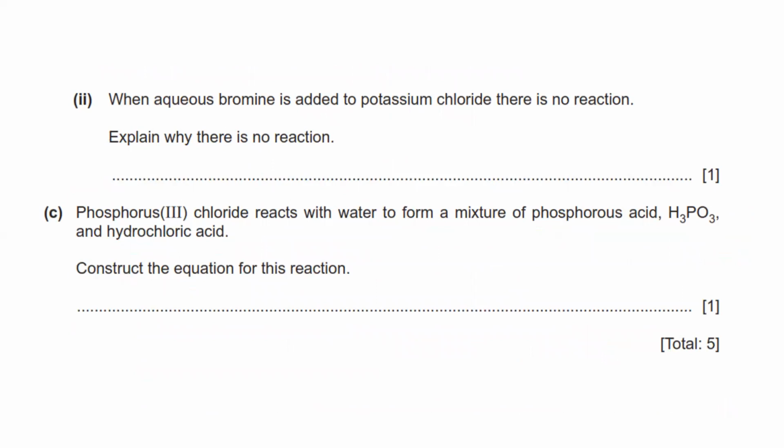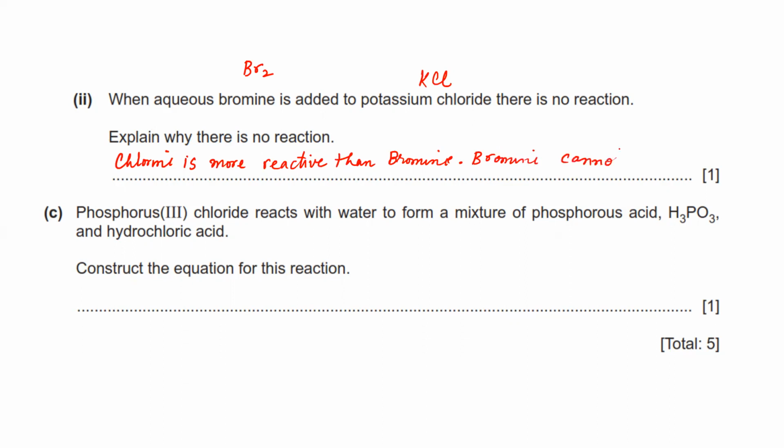So moving ahead, when aqueous bromine is added to potassium chloride, there is no reaction. Why is there no reaction? Because bromine is less reactive than chlorine, so it can't displace chlorine from its salt, whereas vice versa has happened. So just simply write: chlorine is more reactive than bromine. Bromine cannot replace chlorine from its salt in a chemical reaction.